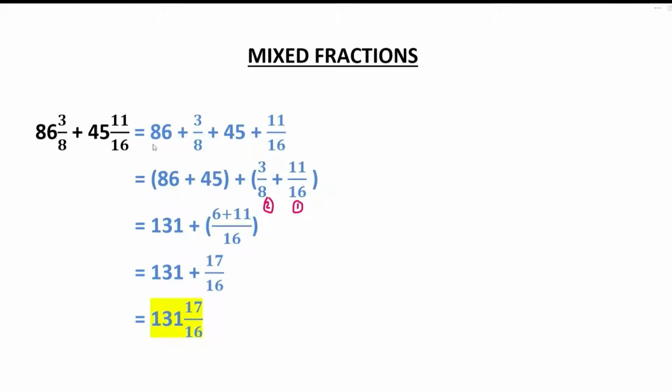86 3 upon 8 is nothing but 86 plus 3 upon 8. 45 11 upon 16 is nothing but 45 plus 11 upon 16. So what we did? We separated the whole part from the fraction part.